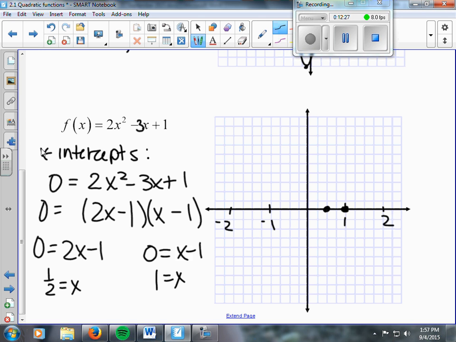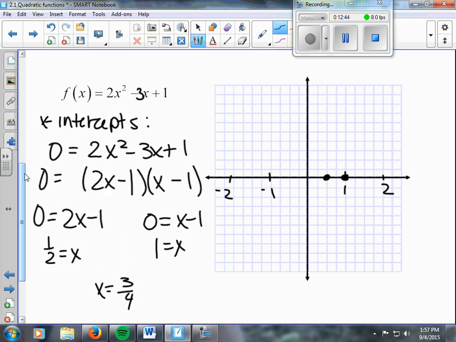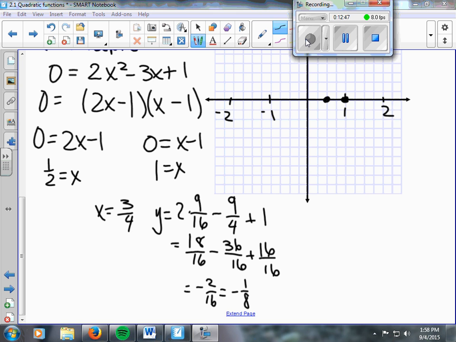But I can find the vertex also. The vertex will always be halfway between the intercepts. It's because of the symmetry of a parabola. Always halfway between the intercepts. So halfway between a half and 1 is 3/4, unfortunately. So x equals 3/4 is the x-coordinate of this vertex. And I've done the arithmetic here. The y-coordinate will equal negative 1/8. And so 3/4, negative 1/8 is there. Okay, and then you can just put in your parabola from there.